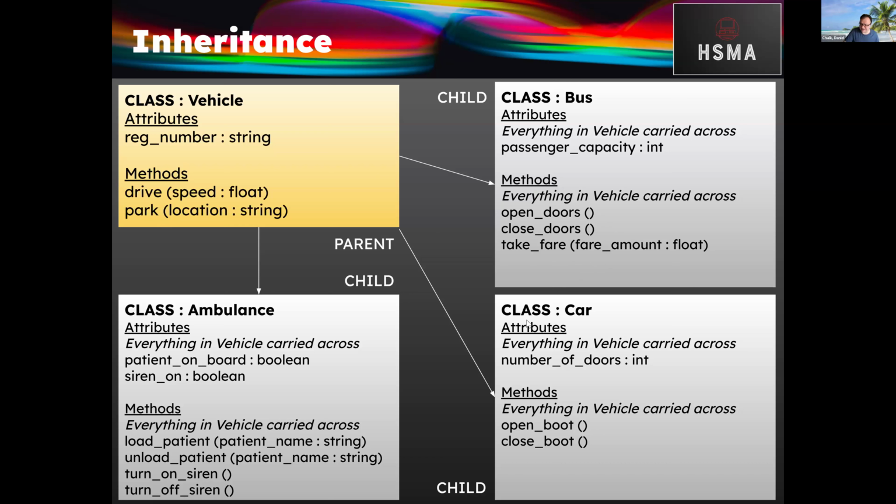And similarly, we might create a car class that is based off vehicle, inherits a registration number. A car's got a registration number, but we might also want to store the number of doors for a car. And in terms of methods, well, it'll drive and park, but we might also want to open and close the boot, for example. Okay, so the key thing is that you've got a parent class that has stuff that is common to all of these child classes. And then these child classes inherit that stuff, plus add their own little spin on it.